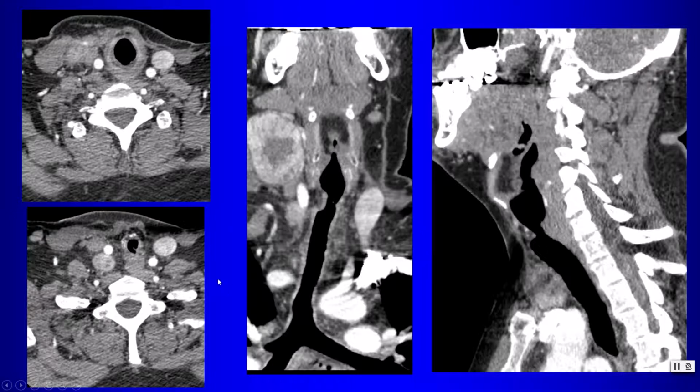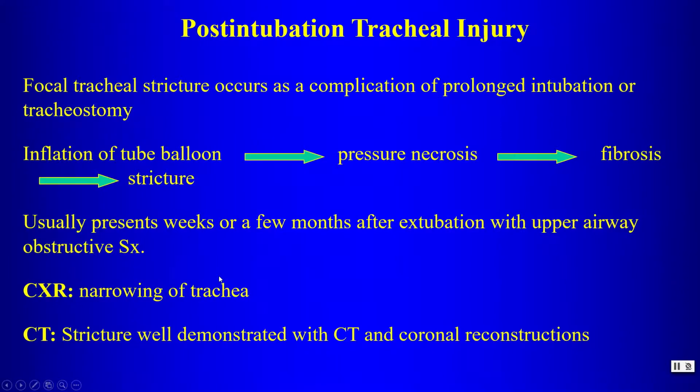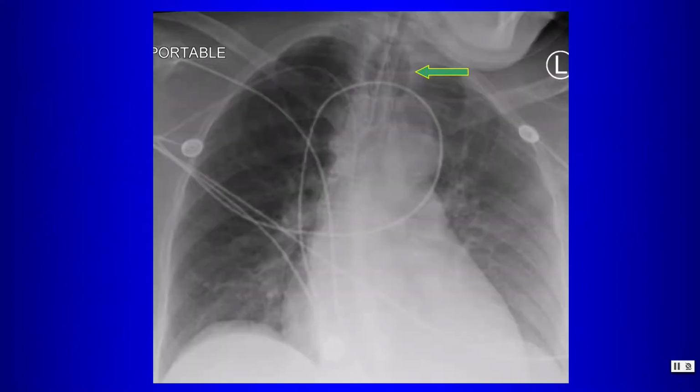So this is usually secondary to scarring of the trachea from prolonged intubation. So post-intubation tracheal injury, focal stricture of the trachea can occur from the tube balloon on the cuff on the tracheostomy tube, causes pressure necrosis, which causes fibrosis and a stricture. This usually presents weeks or a few months after extubation with upper airway obstructive symptoms. Look for narrowing of the trachea on chest radiograph. Easy to demonstrate on CT, as the stricture is well demonstrated, especially on your coronal and sagittal views.